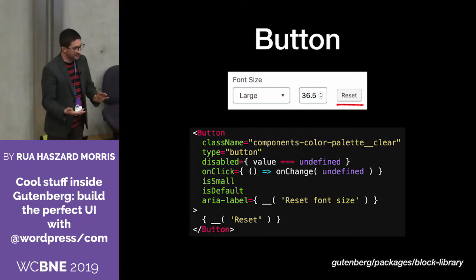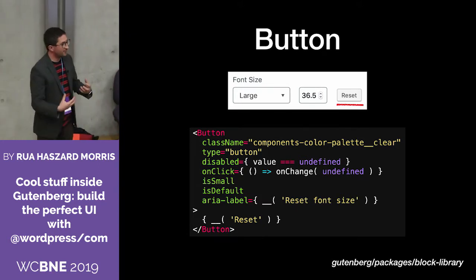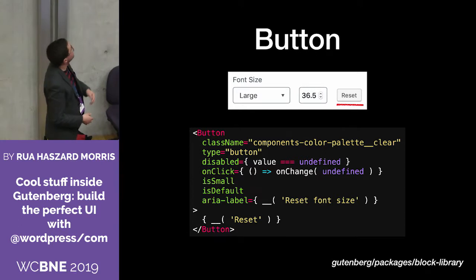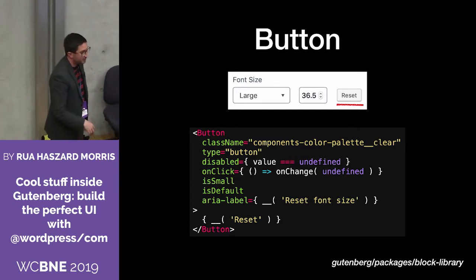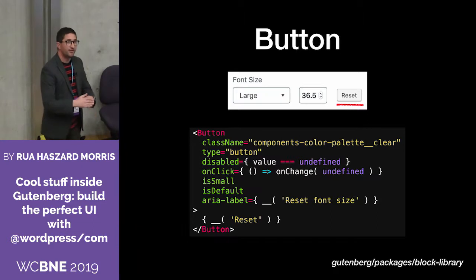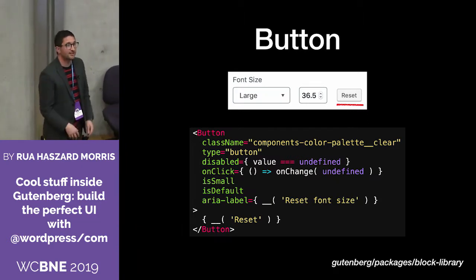So we can see that this button has props, those green things, for different kinds of behavior and properties that you might want. This one here is a small button because it says is small, and it's also got some other props to control its behavior and to show a value. And the label for the button is the text that is in between the opening and closing tag. So very similar to HTML.